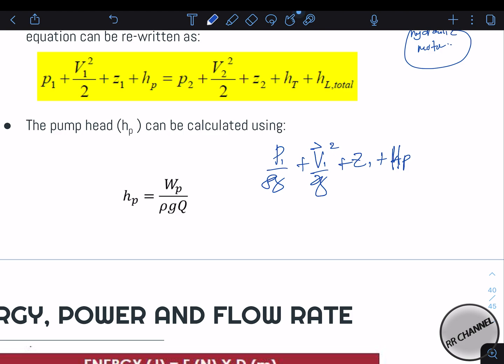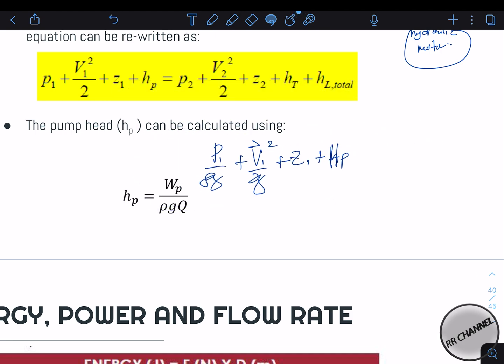Because the pump gives energy input to the system, it will increase or put some amount of energy into the system. That's why we put it on the left side of this equation, while on the right side of the equation we put the same things: P2 over rho g plus V2 square over 2g plus Z2. Then you need to add another two terms, the first one is the hydraulic motor head, and then you need to put the losses through the fluid stream from point 1 to point 2. These losses basically can be divided into two things, the major and also minor losses.